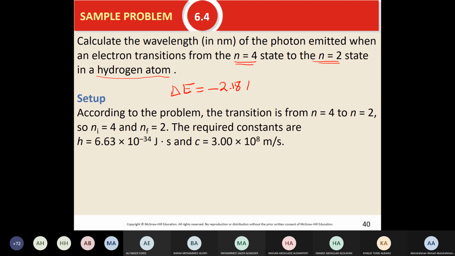2.18 times 10 to the power minus 18 joule, times 1 over 4 squared minus 1 over 2 squared. No. From n equal to 4 to n equal to 2, how should you write it? The opposite. You have to write 1 over 4 squared minus 1 over 2 squared. Give me an answer quickly.